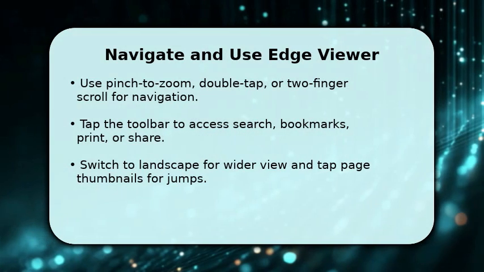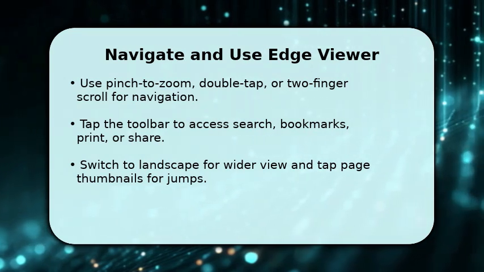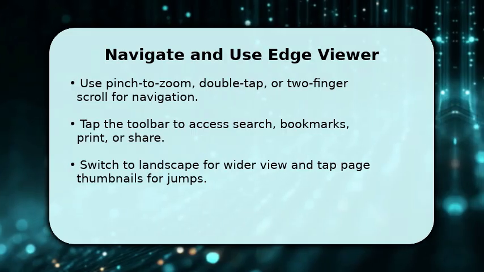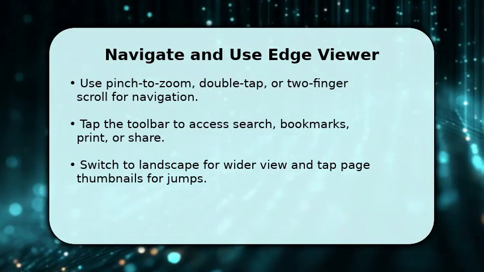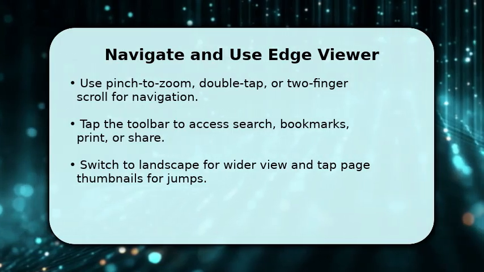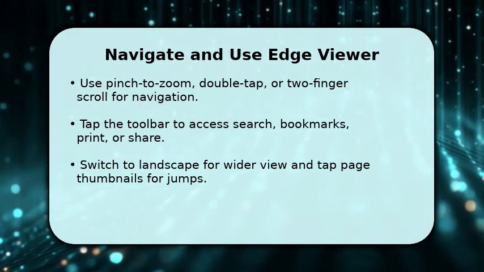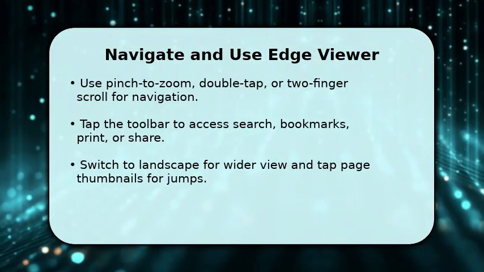Once the PDF loads, learn the viewer controls so you can work quickly. Pinch to zoom for detail, double tap to fit, and swipe to move between pages. This improves speed when scanning long documents. Tap the top or bottom toolbar to reveal Search, Save, Print, and Share buttons. Use Search to jump to exact words. If you need thumbnails, tap the page icon to jump to a specific page.